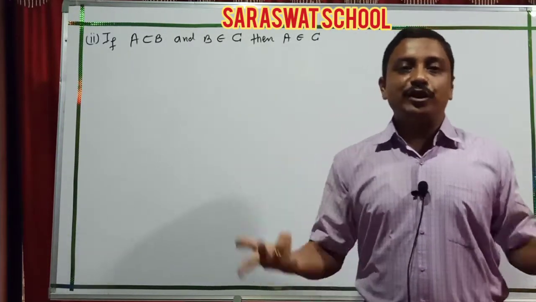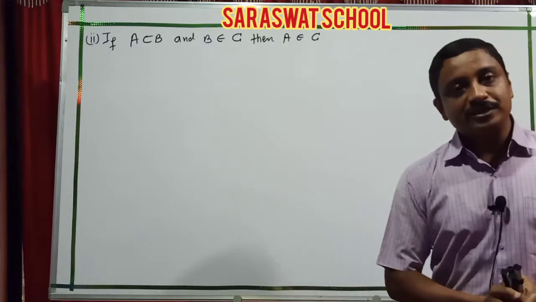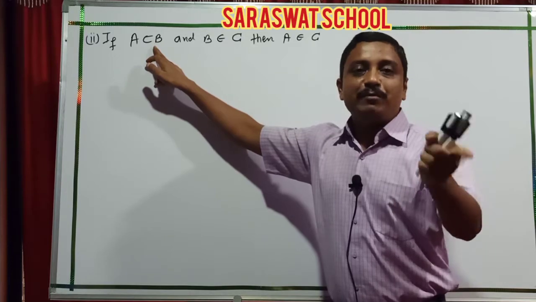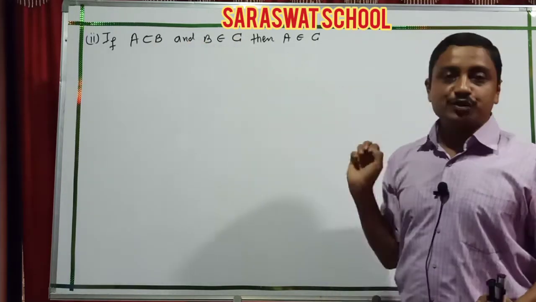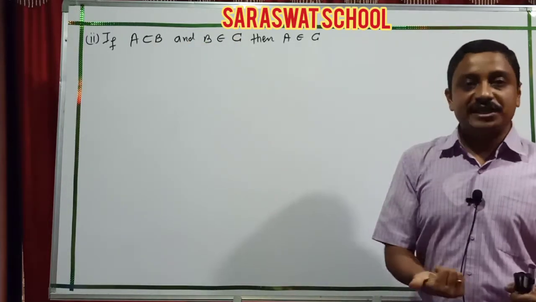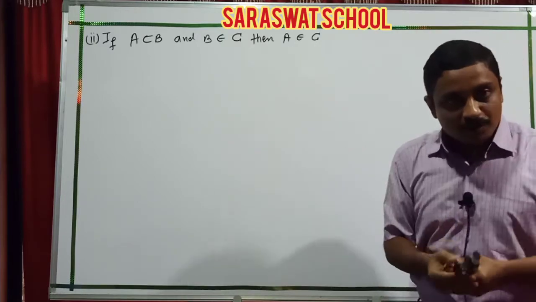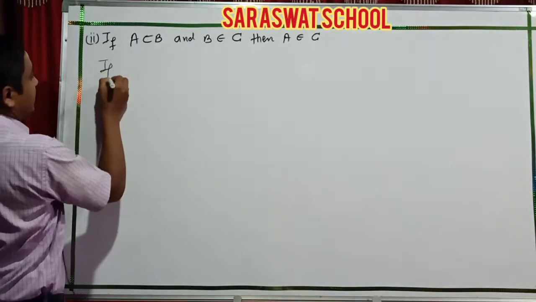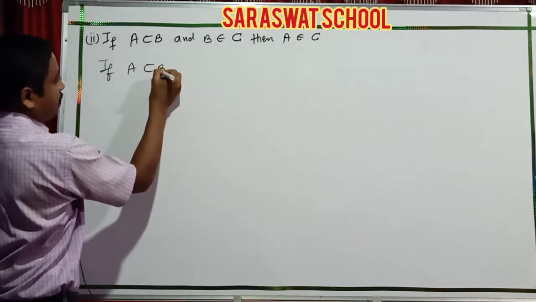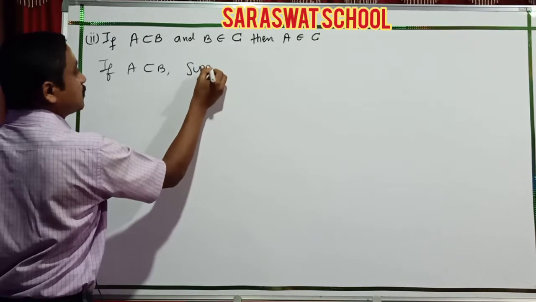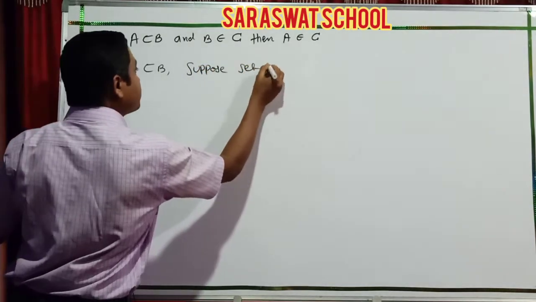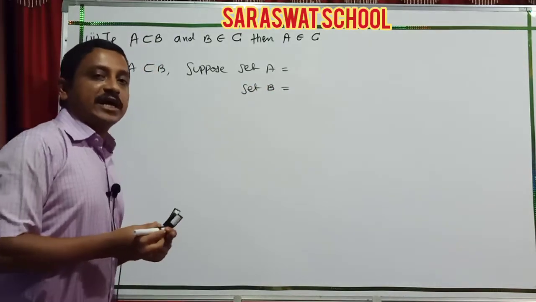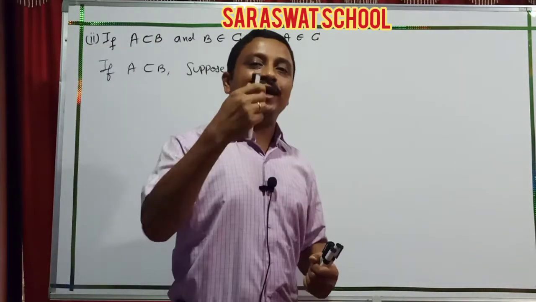Similarly, I am going to our second question. The question is: if A is a subset of B, meaning every element of A is present in B, and B belongs to C, meaning B is a member of C, then is A a member of C? Okay, let me check. If A is a subset of B, then suppose set A and set B. Students, these are the two sets you assume according to A subset B.